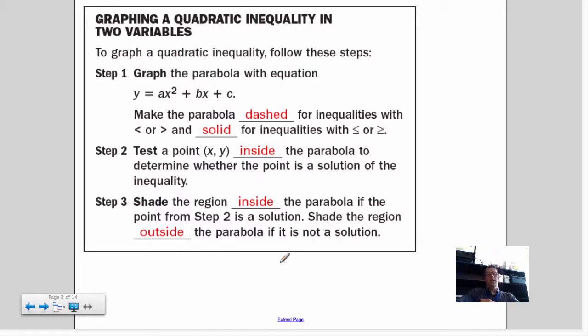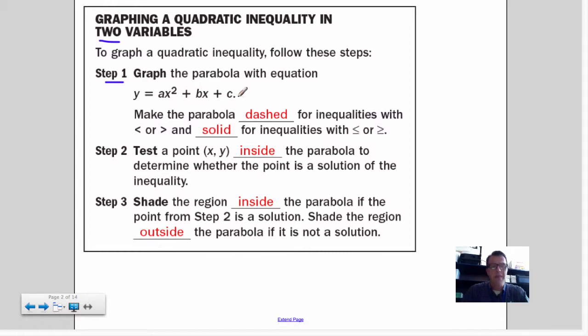So if we're dealing with graphing a quadratic inequality in two variables, we have to go through this three-step format. So step one is we're going to eliminate the inequality. We're going to just set the equation y equal to, and we are going to graph the parabola.